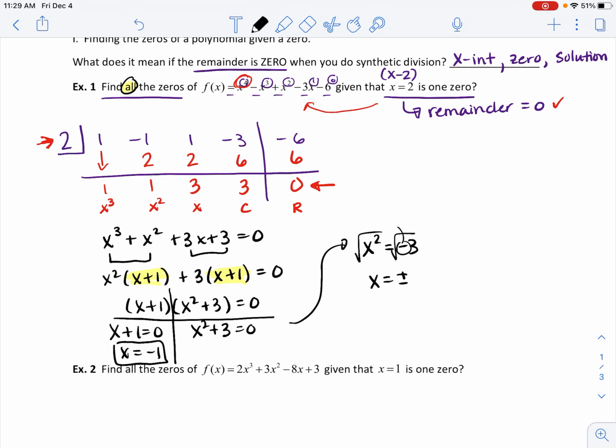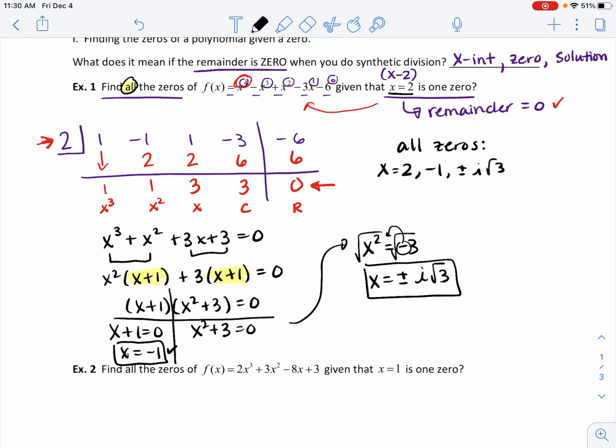And remember, the negative comes out of a square root as an i. So you have i rad 3. Okay, so look, if you wanted to list all of the solutions, all the zeros are the following: you're going to have x equals 2. That's the one they gave me. x equals -1, and then you have plus or minus i rad 3.